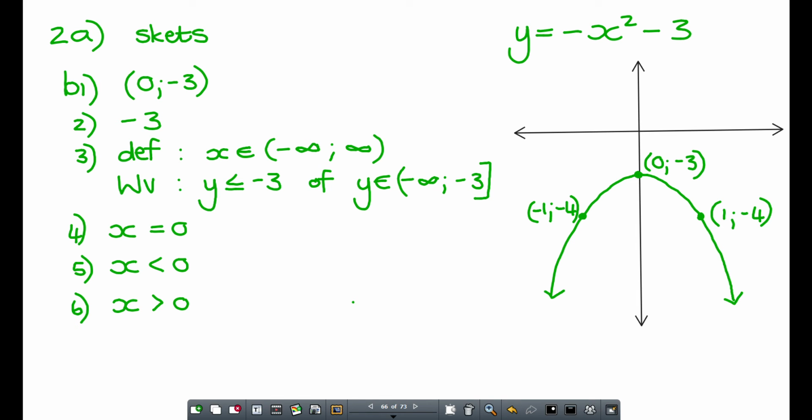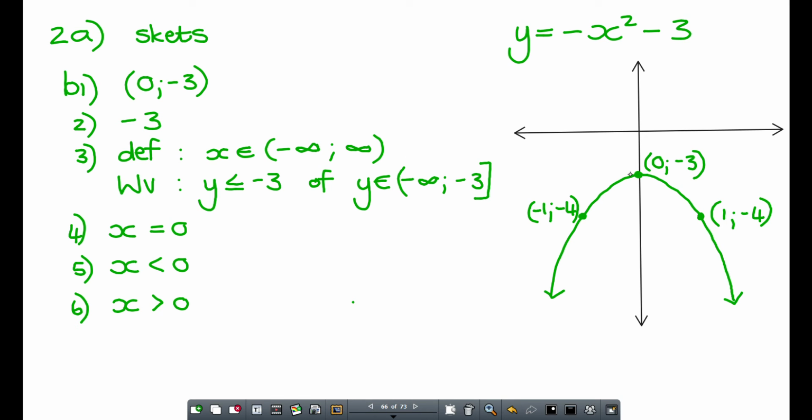Then at number 2, the maximum value. Okay, ons het gesê ons gaan kyk daar na die draaipunt, né? So that will have to be minus 3. Then at number 3, the domain and the range. Onthou jou x-waardes, né? Ons weet nie waar hierdie grafiek stop nie. So x is 'n element van reële getalle, or it goes from negative infinity up until positive infinity.